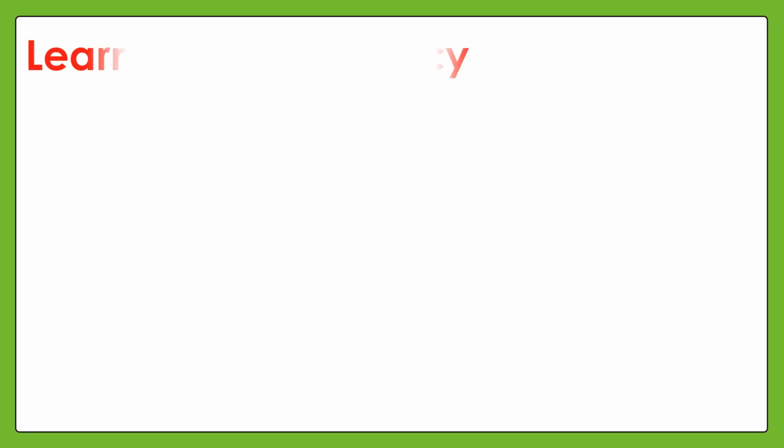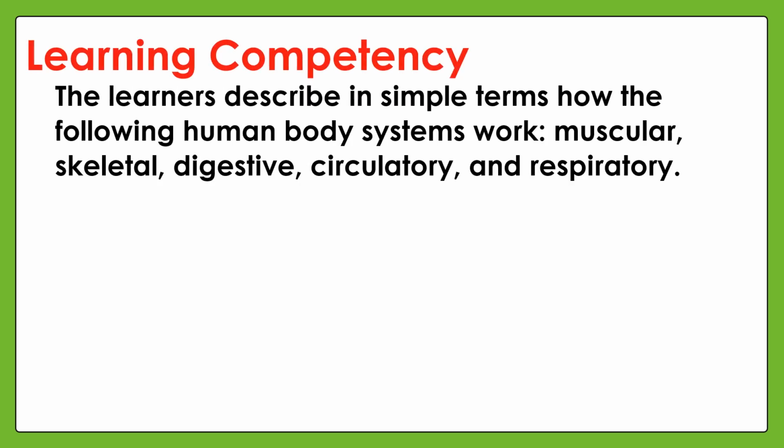For our learning competency, the learners describe in simple terms how the following human body systems work: muscular, skeletal, digestive, circulatory, and respiratory.